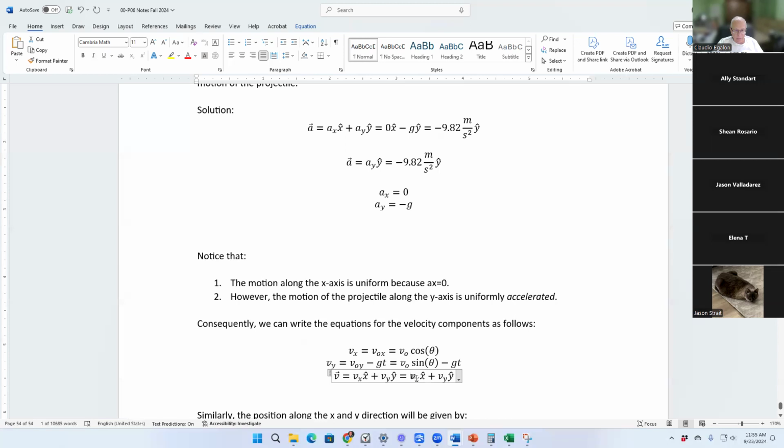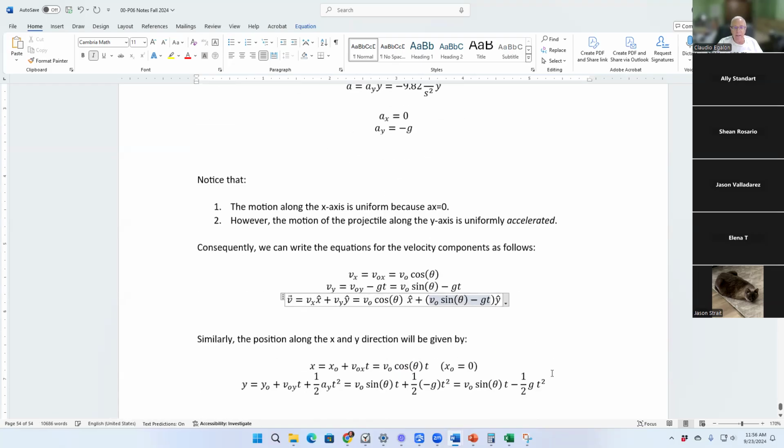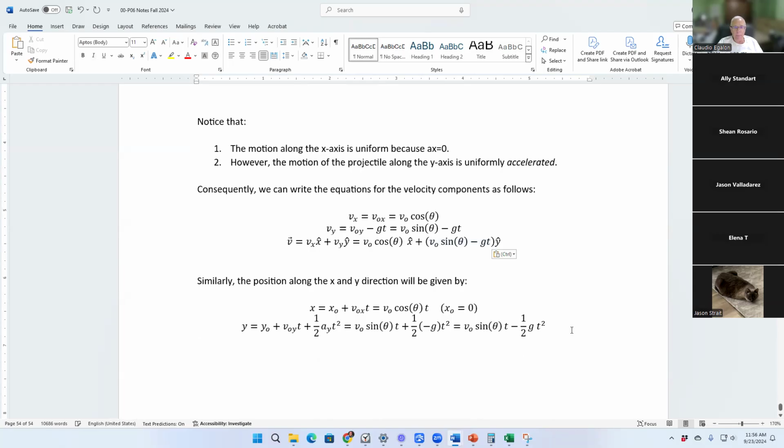Vx is V naught cosine theta in the x direction. Vy, I'm gonna put it between parentheses because it must multiply the y hat. And we do the same here. Instead of V, it's going to be R. Instead of Vx, it's going to be X. Instead of Vy, it's going to be Y.